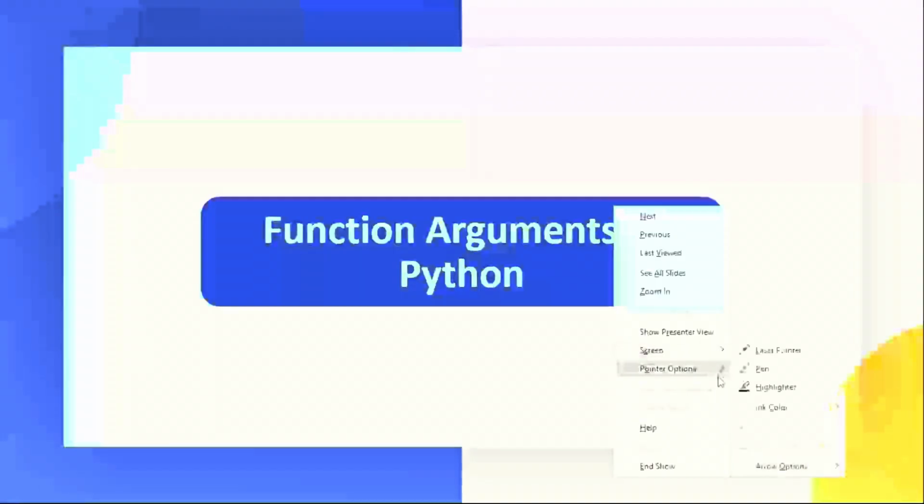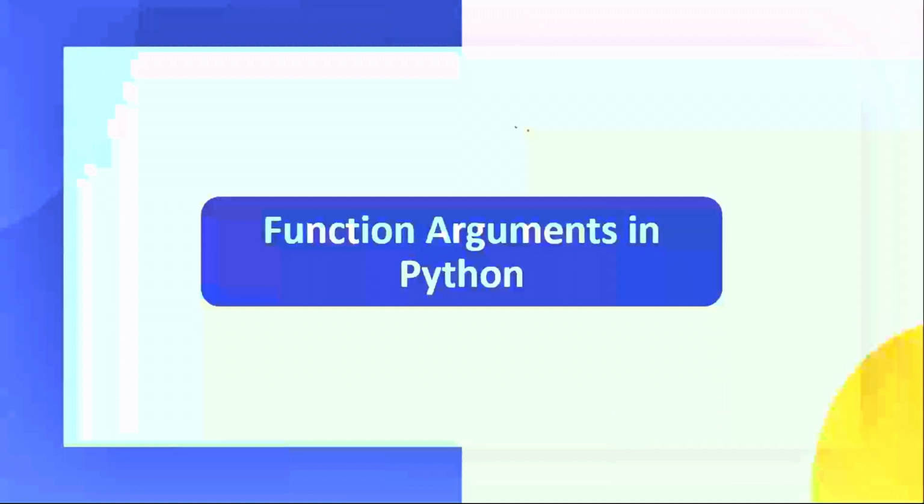We are discussing passing some arguments. We are using terms such as arguments and parameters. Now, what are the various kinds of arguments and parameters I can use in functions? This is the function arguments in Python.